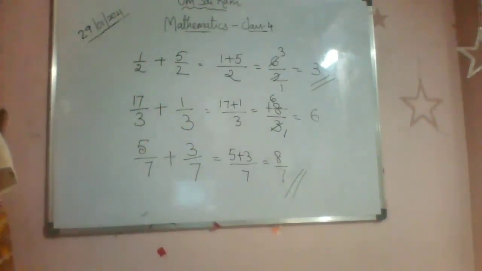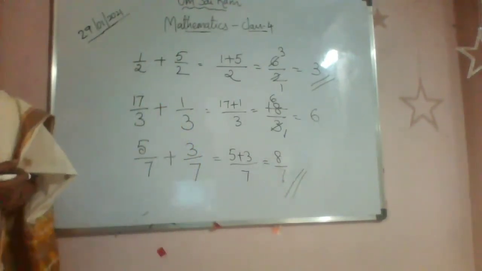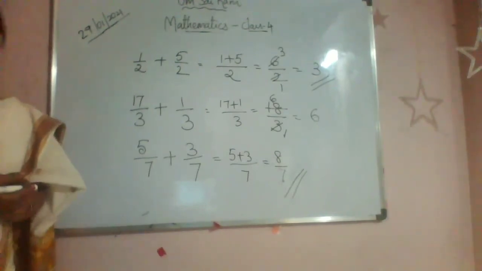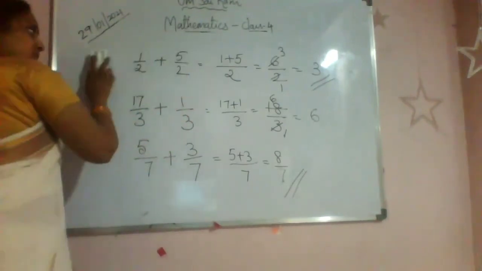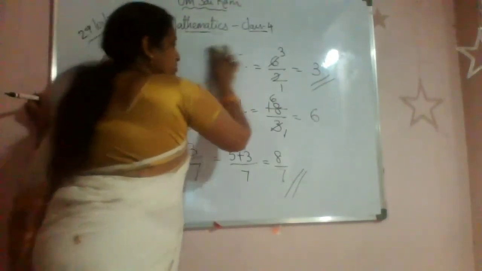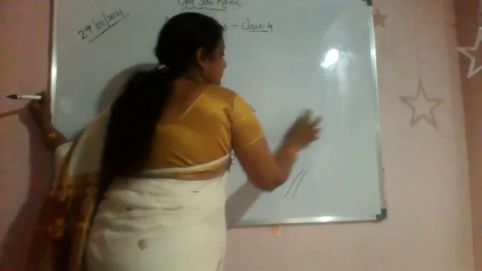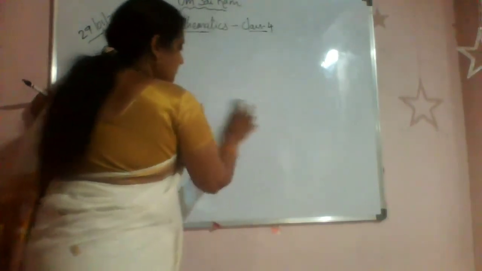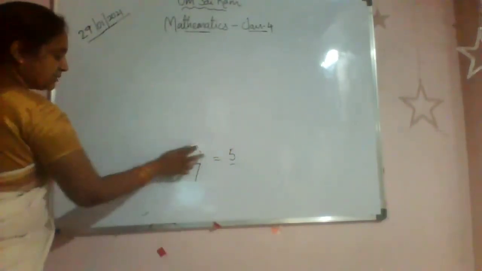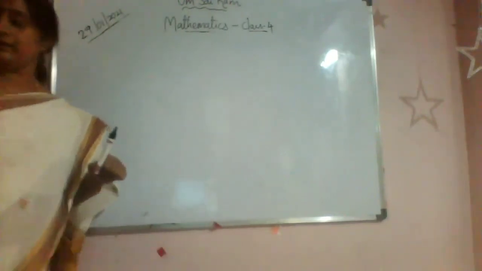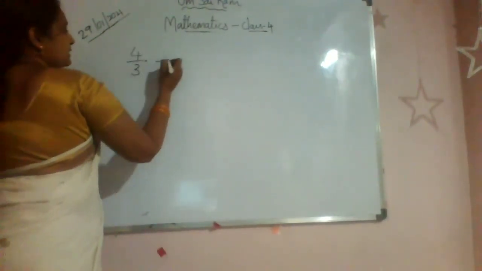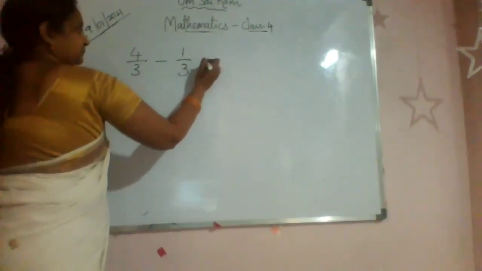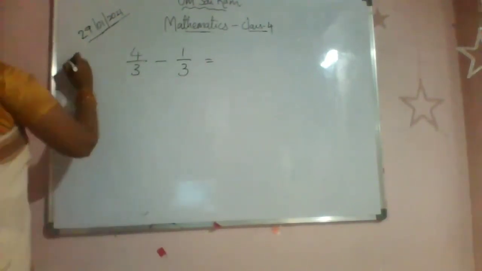Okay, children? So like this we can add fractions. Then how will we do the subtraction? Subtraction or addition, we should do only for like fractions. If those fractions are unlike fractions, first we have to convert them into like fractions and then do the addition. Now, 4 by 3 minus 1 by 3. Do the subtraction here.